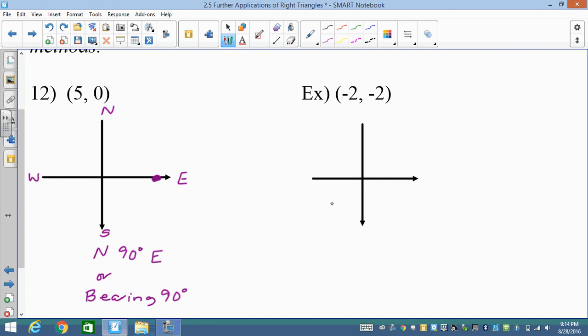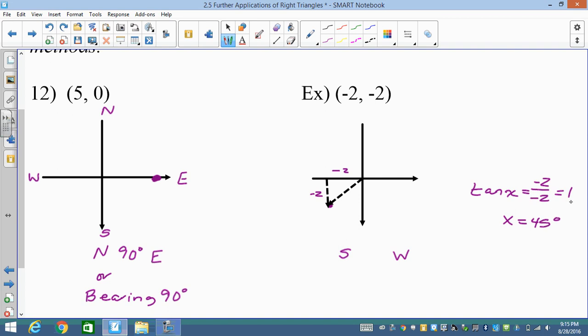Okay, -2, -2 is going to bring us down here-ish. So this is going to be a south so many degrees west. What we need is how many degrees. So if I use my dotted line to close in my triangle here, I went -2 to the left and then -2 down. So I can use this as tangent to find that angle. So tangent of x, theta, whatever you want to call it, is -2 over -2 or 1. That would make x 45 degrees.